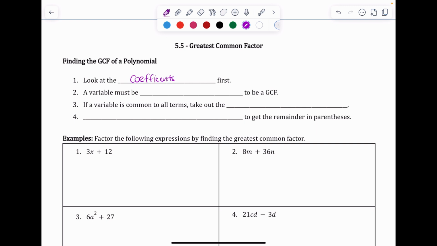And the second thing you want to do is, a variable must be common to all terms to be a GCF. So, common. Okay, next thing is, if a variable is common to all terms, take out the smallest exponent. Okay, and the next thing is you're going to divide all terms by the GCF to get the remainder in parentheses. So, divide.